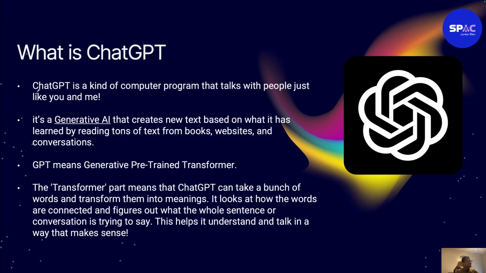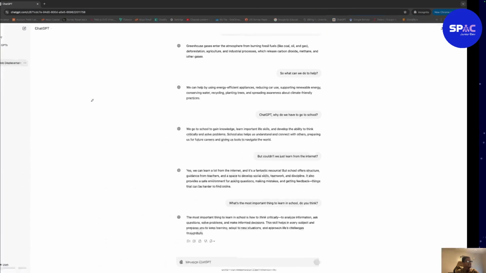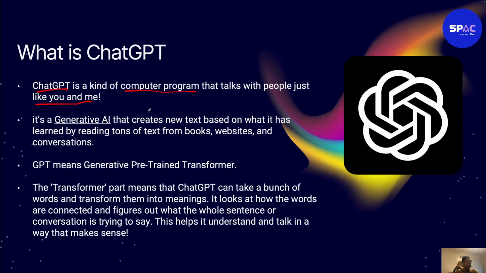So what is ChatGPT? We've been talking about it, it's everywhere. ChatGPT is a computer program that talks to people just like you and me. You can see it's able to keep a conversation and talk to people just like humans do. It is a generative AI. In the previous video we explained what a generative AI is. If you have not seen the video, please go and watch it. It's very short. It's a generative AI that creates new text based on what it has learned by reading tons of text from books, websites, and conversations.